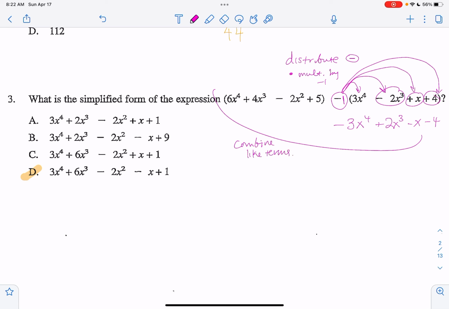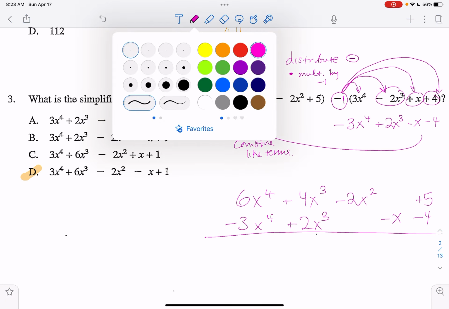So when you combine like terms, you have to first line everything up. And this time, because we distributed the negative sign, you just add everything. So 6x to the 4th plus 4x cubed minus 2x squared, and then plus 5. You don't have anything for the x term. You have minus 3x to the fourth plus 2x cubed minus x and a minus 4. So you line everything up and you just add.